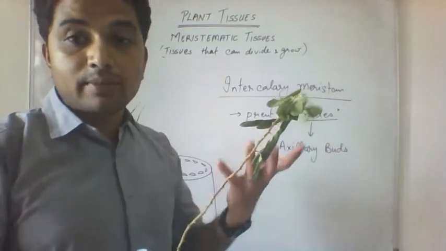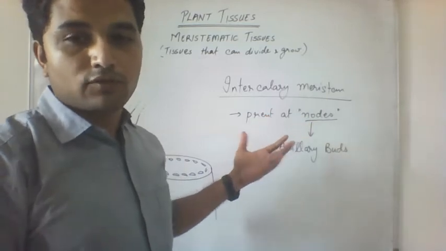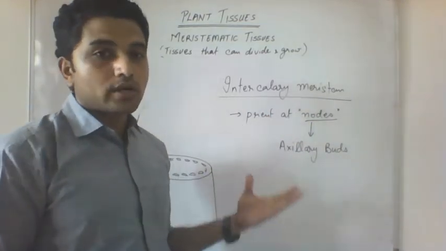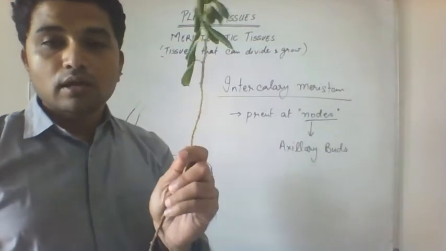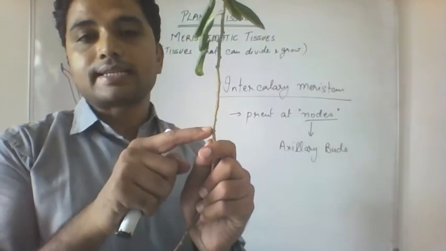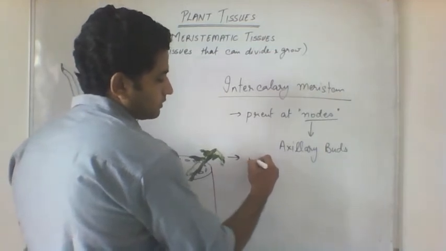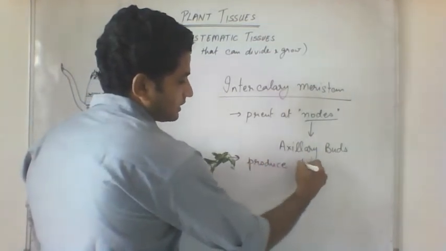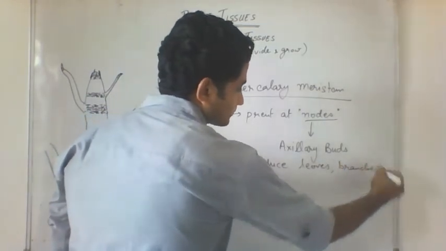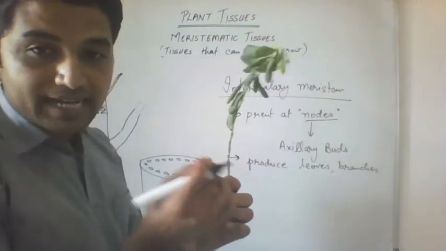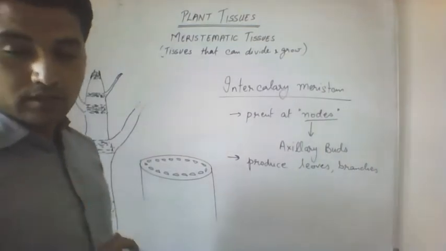These axillary buds, in layman terms, are known as nodes. It's the common term, for the general public. But for a biology student, here you will use the word axillary buds. There are meristematic tissues present at the axillary buds, which will give rise to or produce leaves and even branches. Leaves and branches arise from the axillary buds or the nodes, because intercalary meristem is present at the nodes.